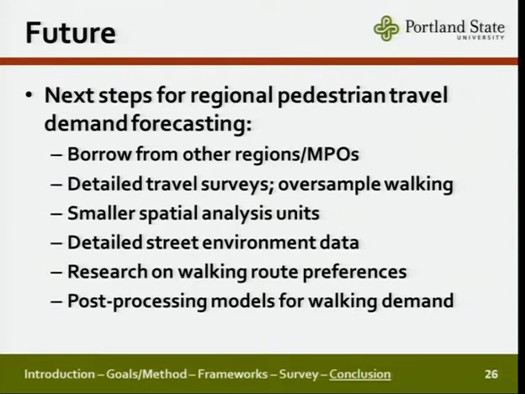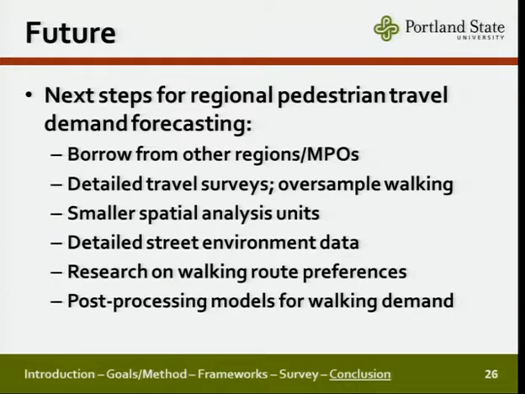We thought that probably the most valuable way to spend resources is collecting more detailed travel survey information, especially oversampling households that may be likely to walk. If we have more travel survey records, we can perhaps better estimate models, get more statistically significant results, and perhaps capture a wider range of the different characteristics and situations in which people walk.